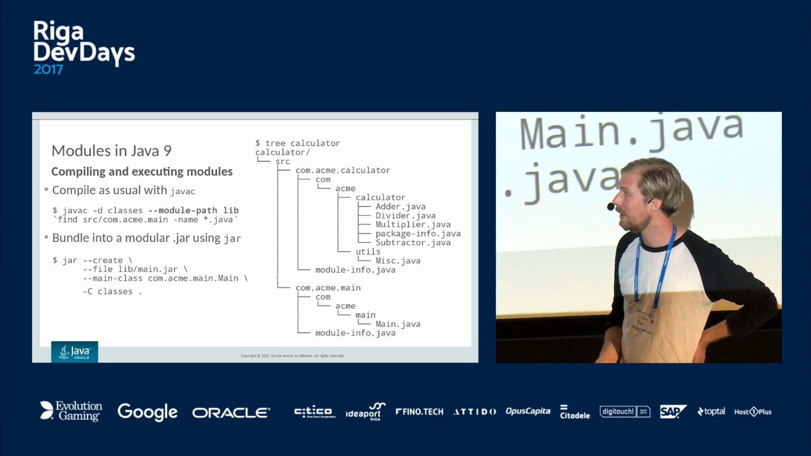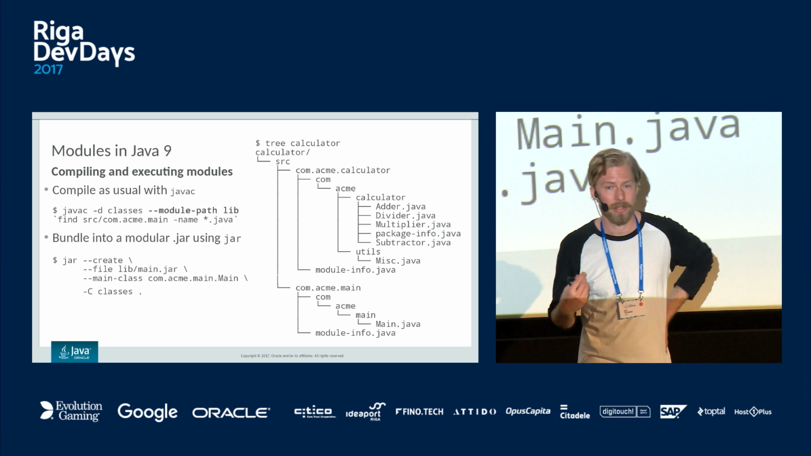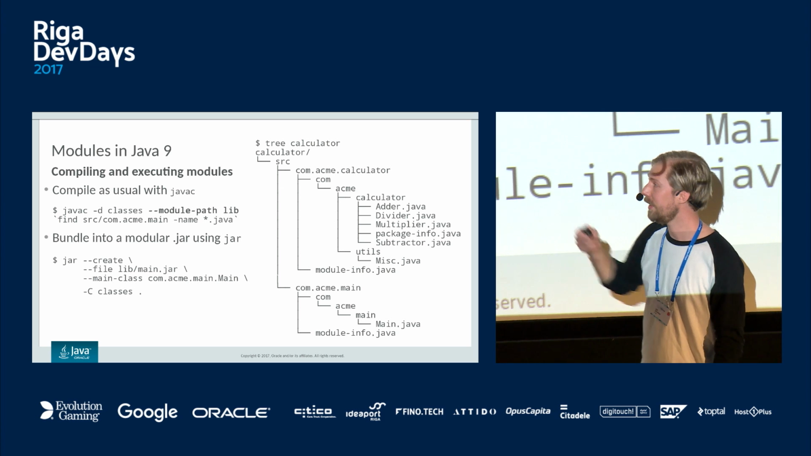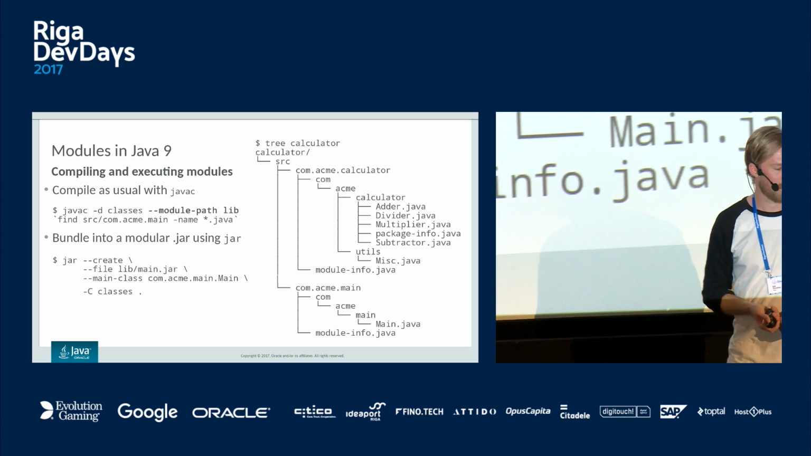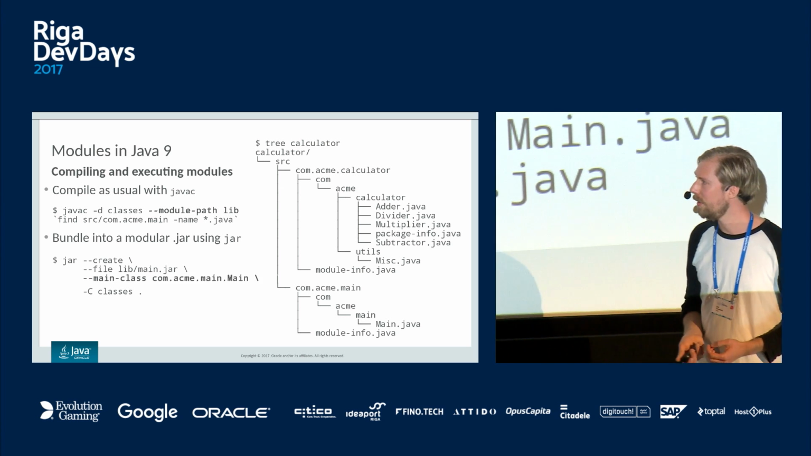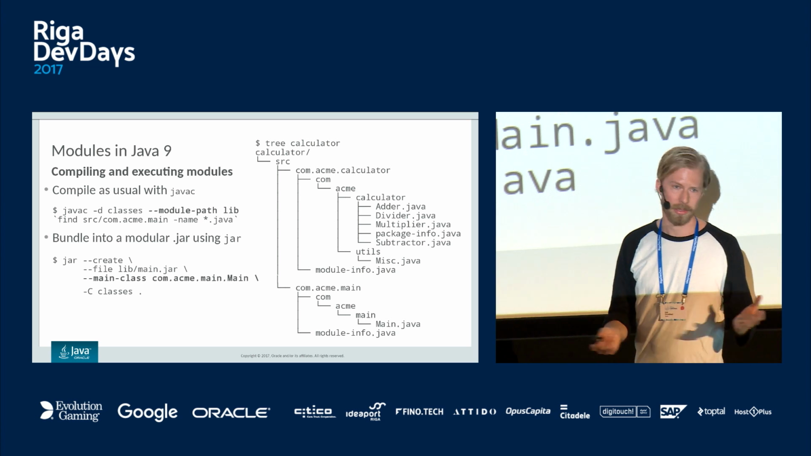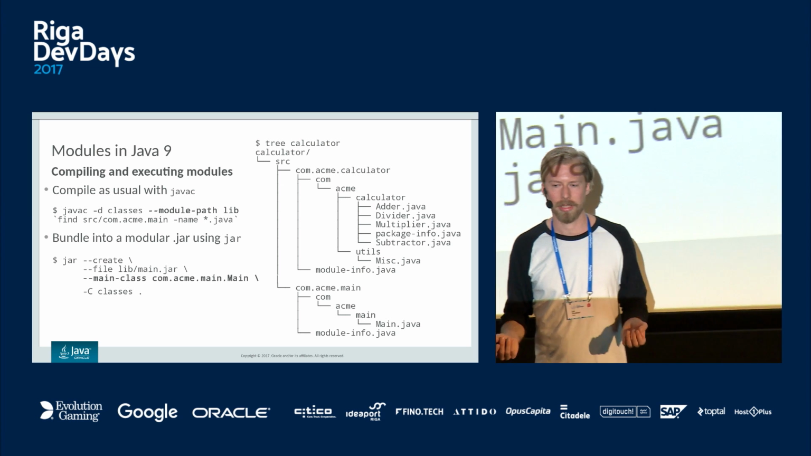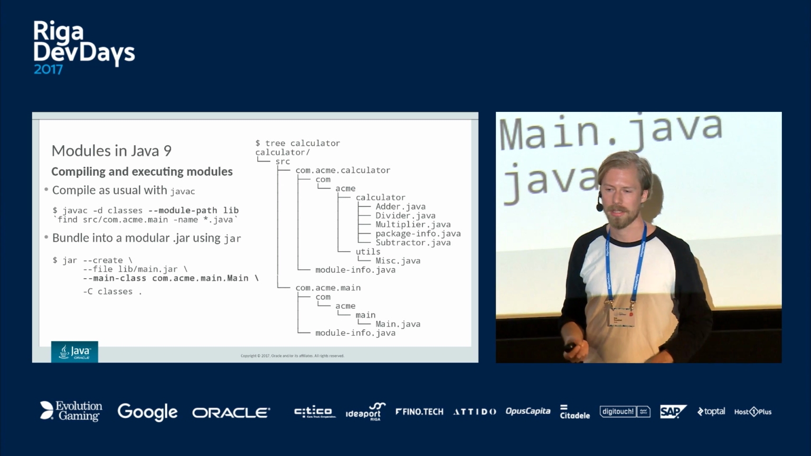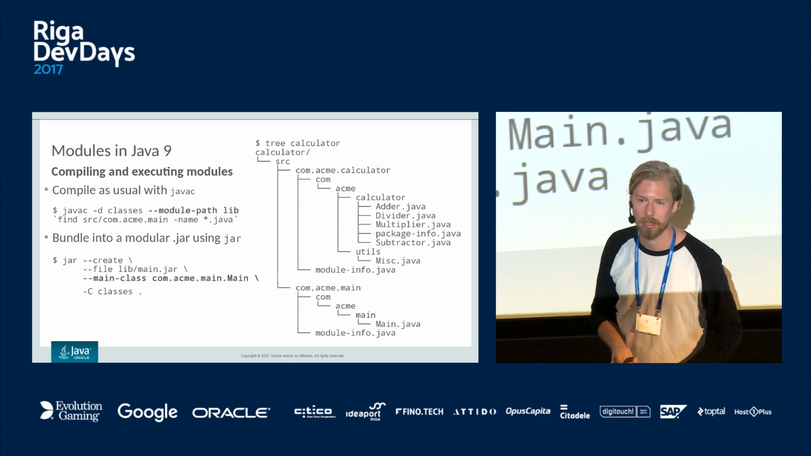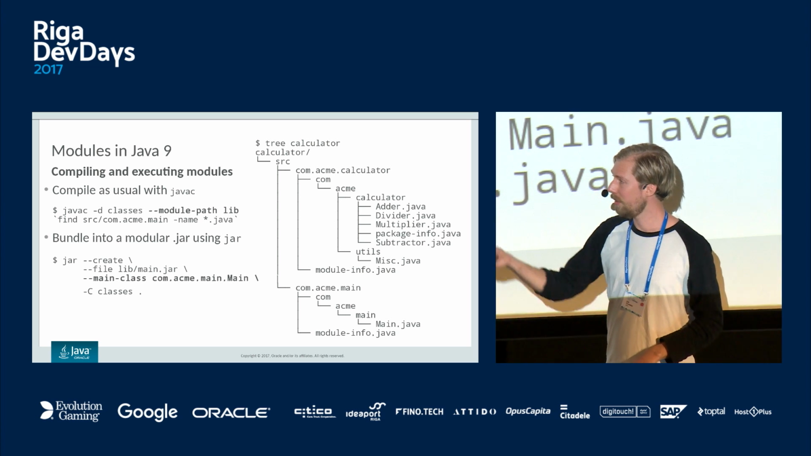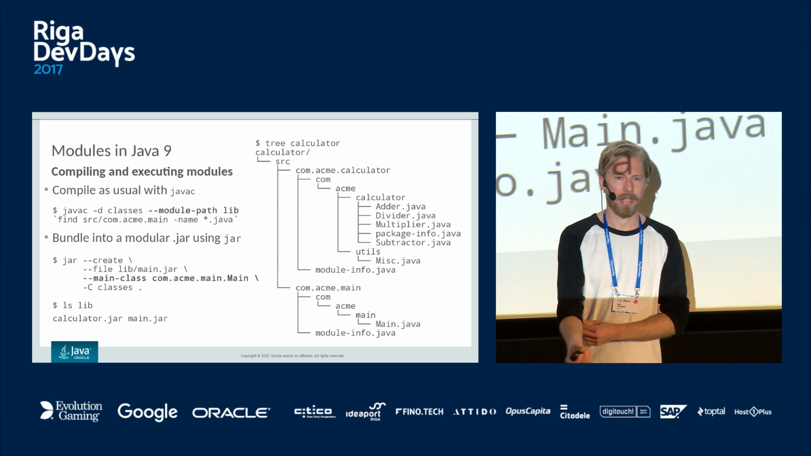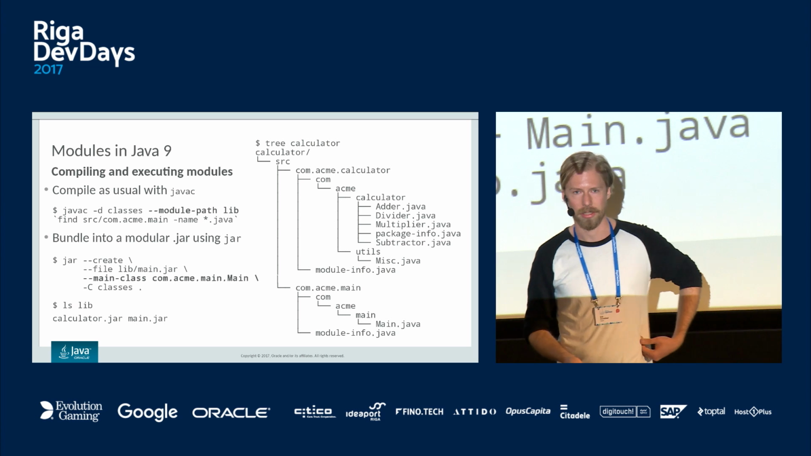And now we can also bundle it up into a modular jar file. So our main module will also end up in a modular jar file. So we do jar --create --file lib/main.jar, and we specify a main class. This is the same as we used before. Like in the manifest file, there's going to be an entry stating that this is the class with the main method, if someone intends to run this. And we tell it where to find the classes. And now in our lib directory, we have two files, calculator.jar and main.jar.